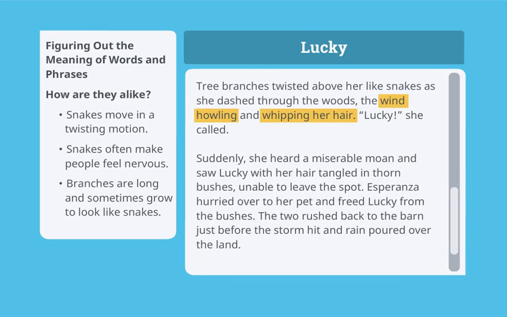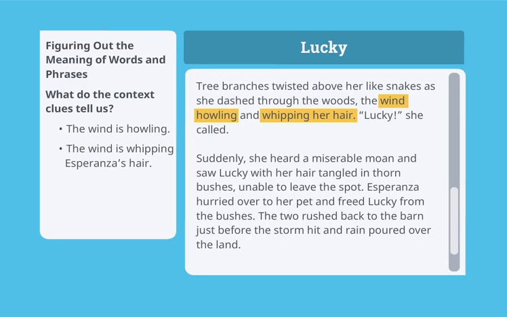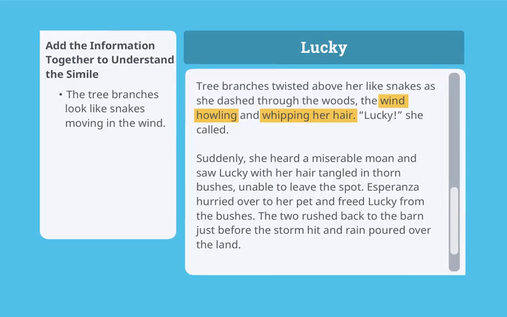Let's see what the context clues tell us. We know that the wind is howling and whipping Esperanza's hair. Finally, if we add wind to long twisted tree branches, they just might look like snakes moving in the wind. Nice work! Easy as 1, 2, 3. I couldn't resist.